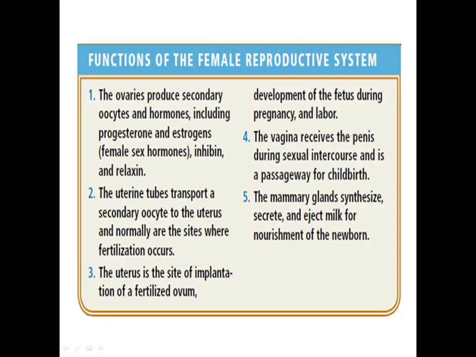Function of the female reproductive system. The ovary produces secondary oocytes and hormones including progesterone, estrogen, inhibin, and relaxin. The uterine tube transports a secondary oocyte to the uterus and normally is the site where fertilization occurs. The uterus is the site of implantation of a fertilized ovum, development of the fetus during pregnancy, and labor. The vagina receives the penis during sexual intercourse and is a passageway for childbirth. The mammary gland synthesizes, secretes, and ejects milk for nourishment of the newborn.